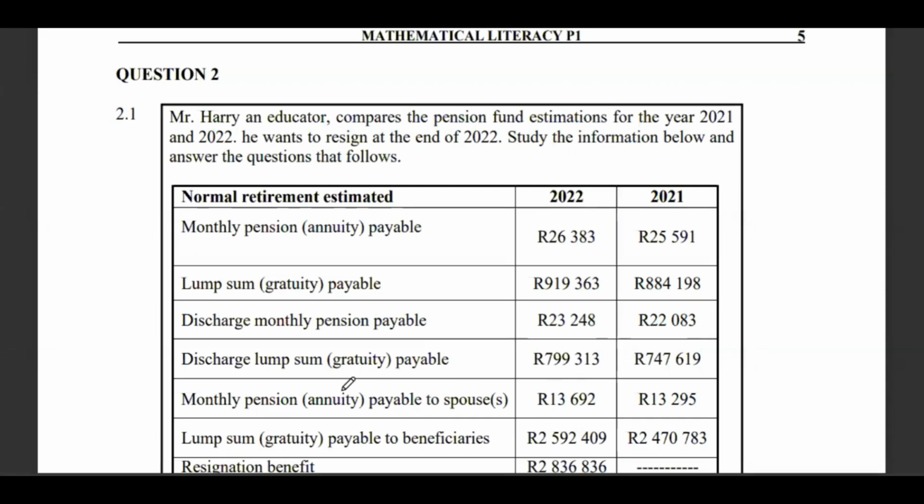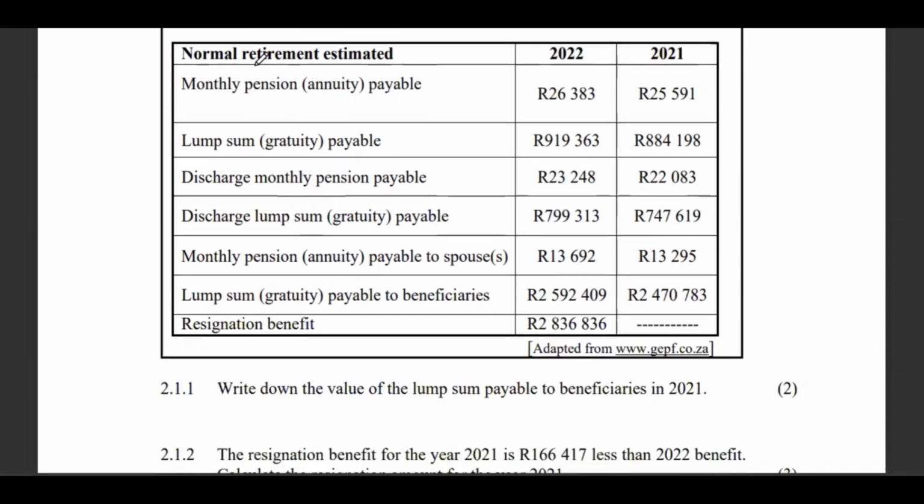Question number 2 talks of Mr. Harry, an educator. He compares the pension fund estimations for the year 2021 and the year 2022. He wants to resign at the end of 2022. Study the information below and answer the questions that follow. Normal retirement estimated. These are the categories. Then in 2022, these were the values. 2021, these were the values.